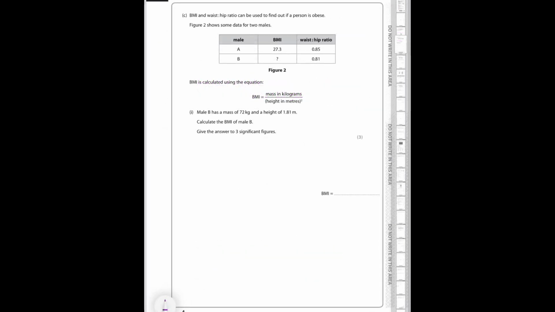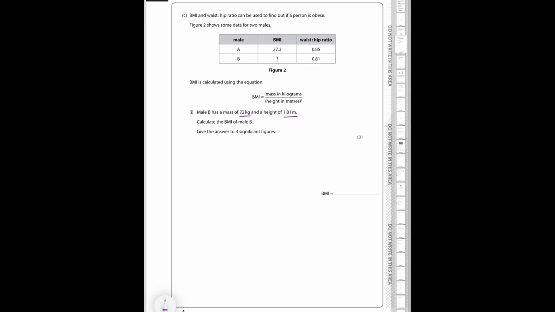In part C, we're told that BMI and waist-hip ratio can be used to find out if a person is obese. Figure 2 shows some data of two males. So we have male A with a BMI of 27.3 and a waist-hip ratio of 0.85. And then we have male B. We don't know the BMI, but we know that the waist-hip ratio is 0.81. And we're told that male B has a mass of 72 kilograms and a height of 1.81 meters.